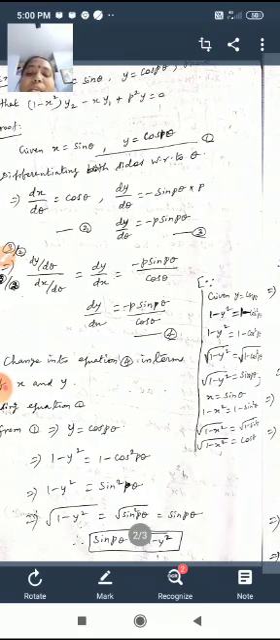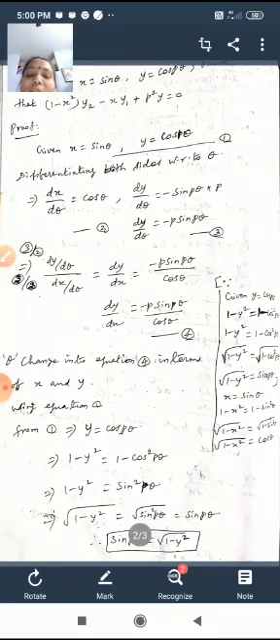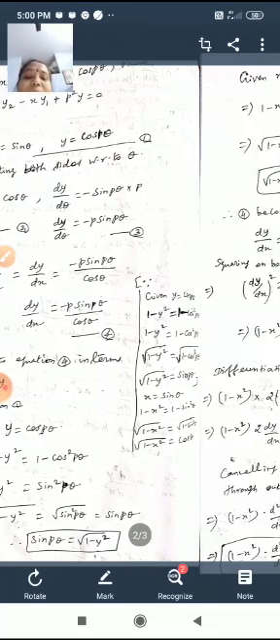dy by dx equal to minus p sin p theta by cos theta. We have to get equation 4. This is equation number 4. Then we have to change this equation, theta, into terms of x and y.